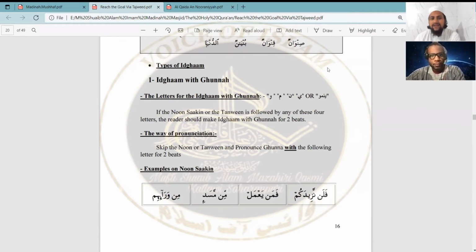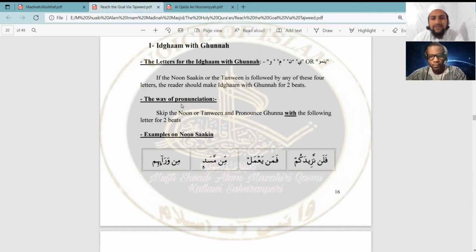Types of idgham. Idgham has 2 types. Now we are going to divide these 6 letters into 2 parts. First type, you have to merge, entering a noon sakin or tanween into a mutaharrik letter, and you have to do gunna. The second type is that you merge the noon sakin or tanween into a mutaharrik letter, but you are not going to do gunna.